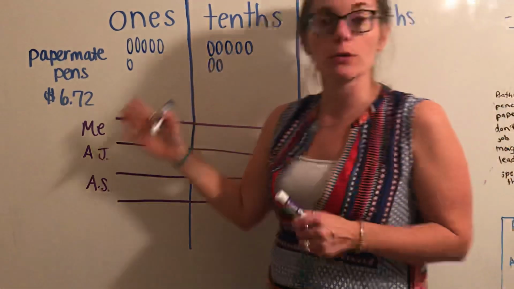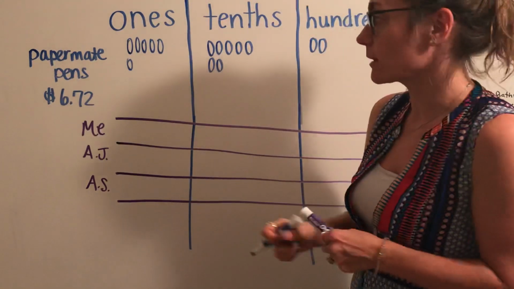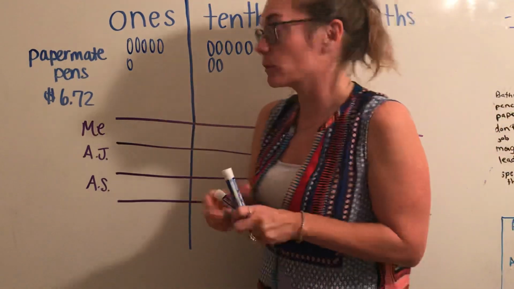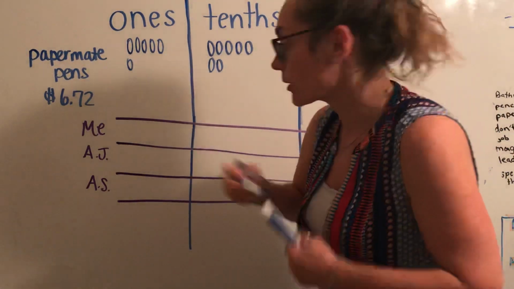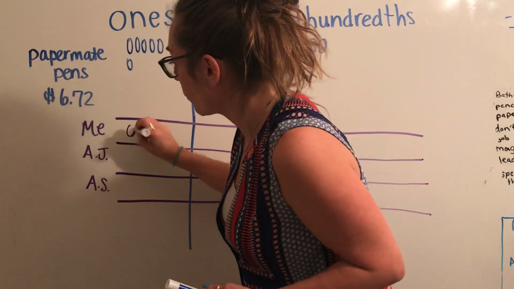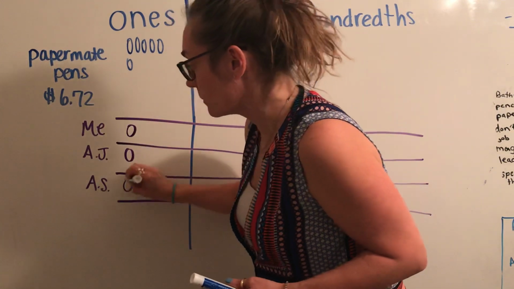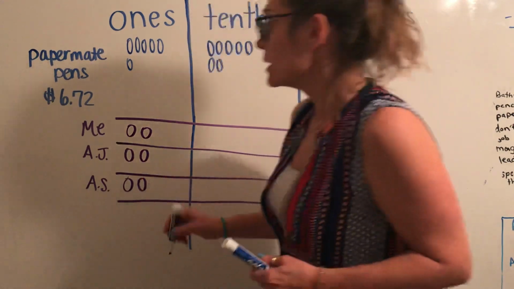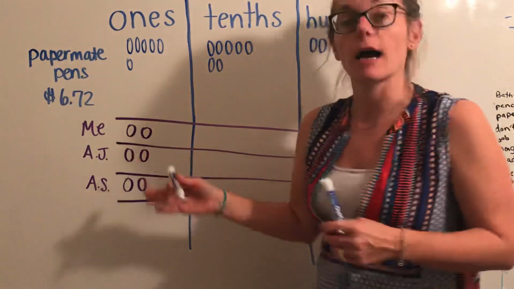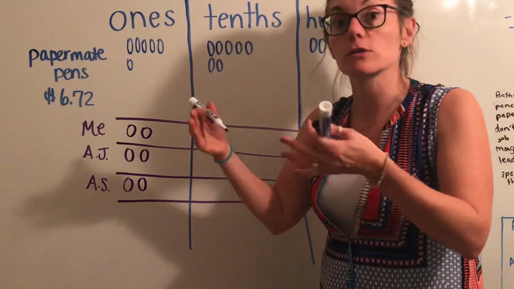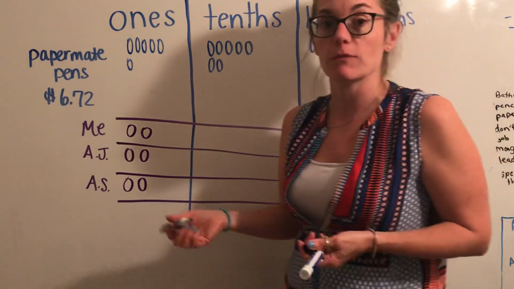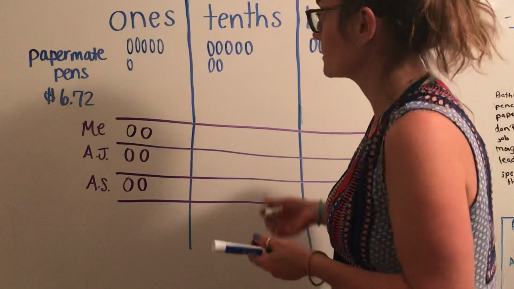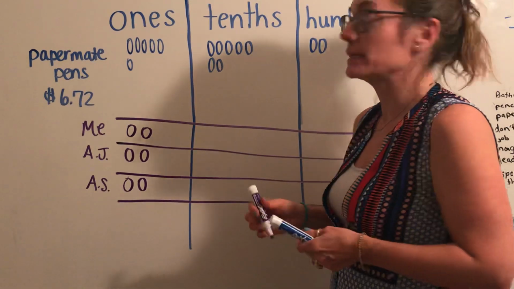Okay, so I'm going to start with the ones. I'm going to take the $6 that I have and divide it equally between me, Autumn, and Amber. I'm going to do that by drawing 1 circle in each of the boxes until I have 6. That shows me that I'm going to need $2 to contribute in order to have enough money for the Papermate pens.